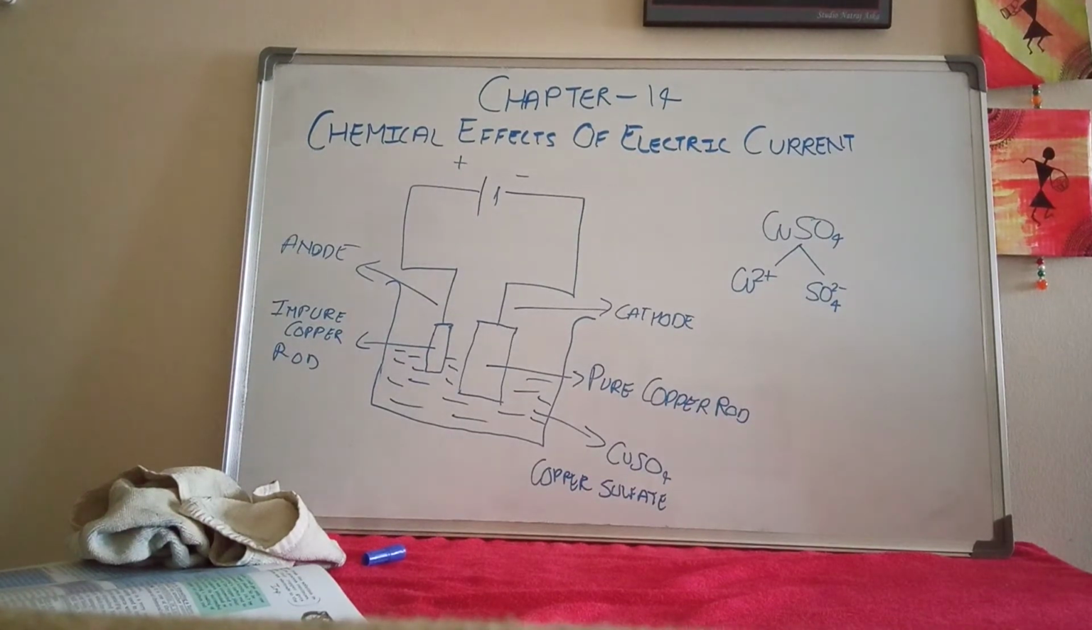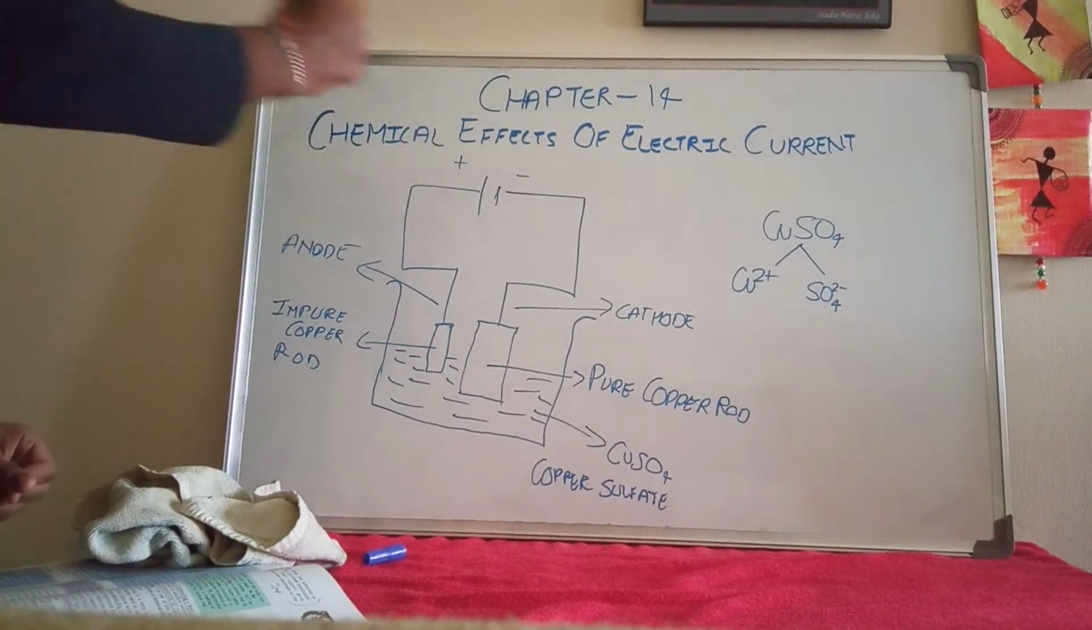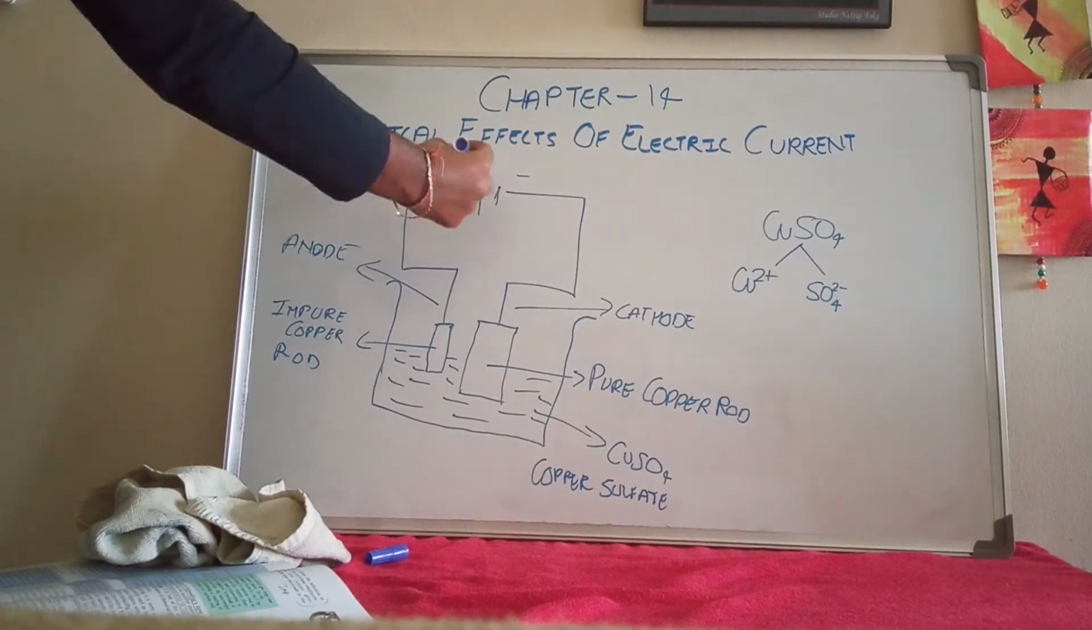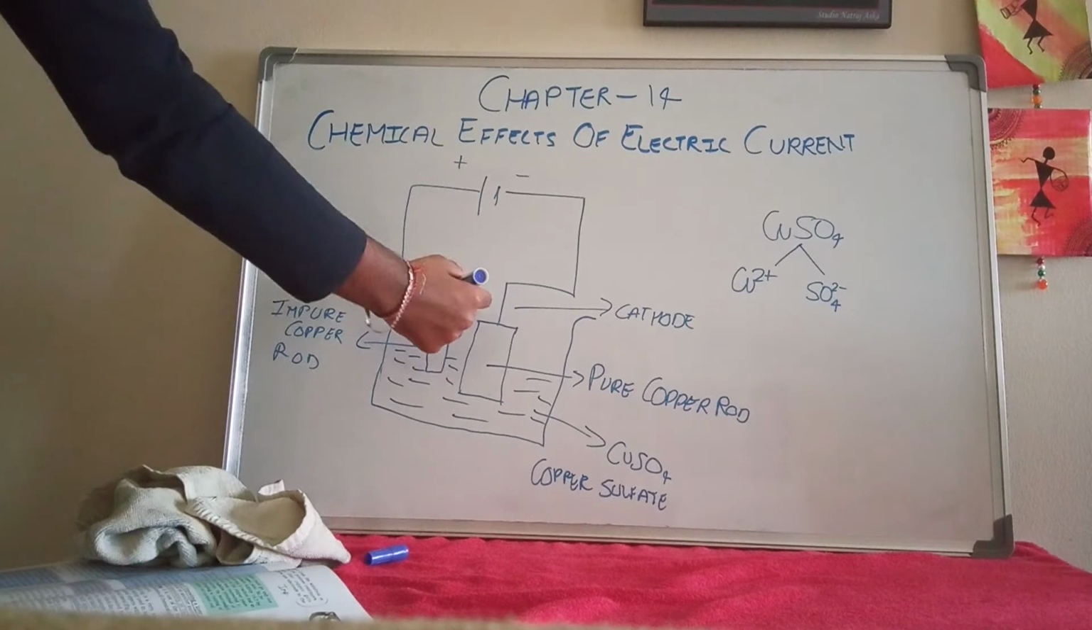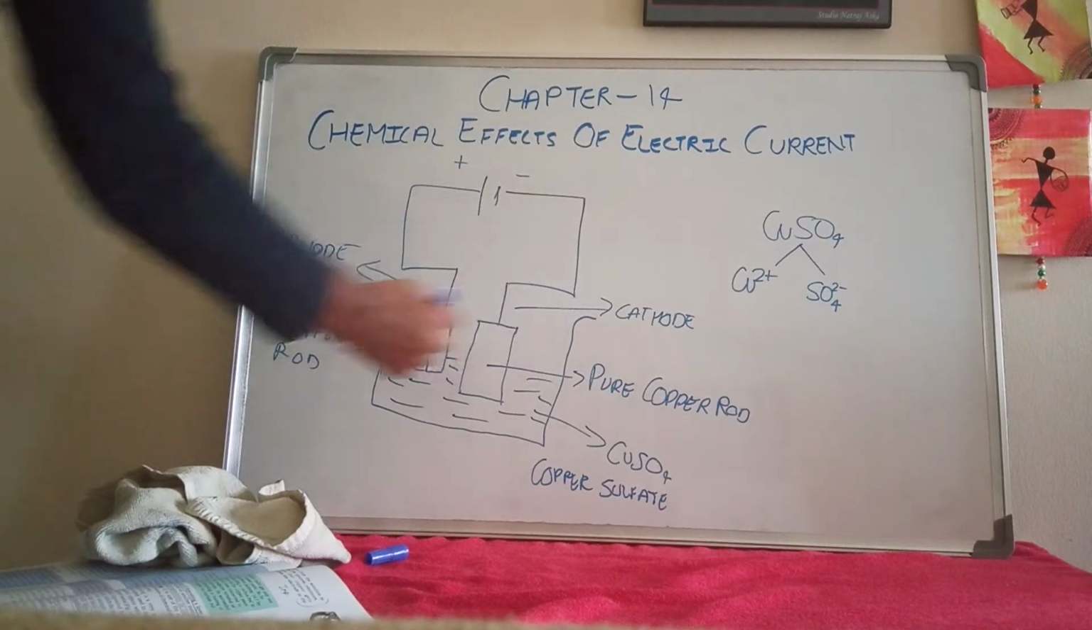This is the basic setup for a process of electroplating. What do we have here? We have the circuit with the battery. The positive terminal has an anode. The negative terminal has a cathode.